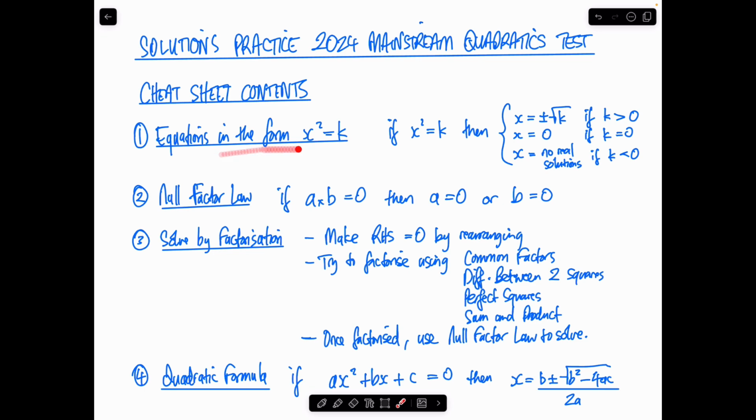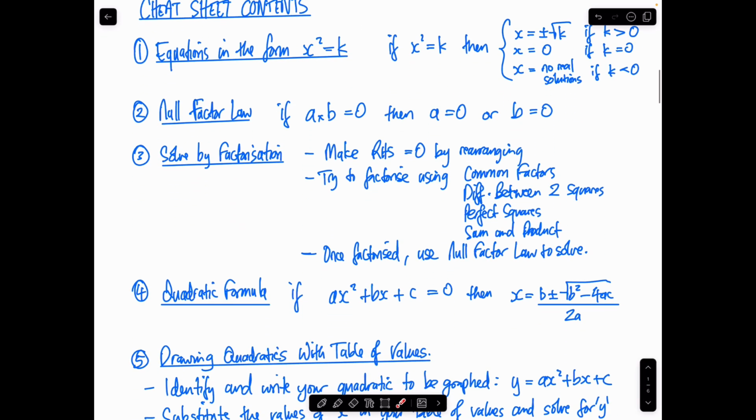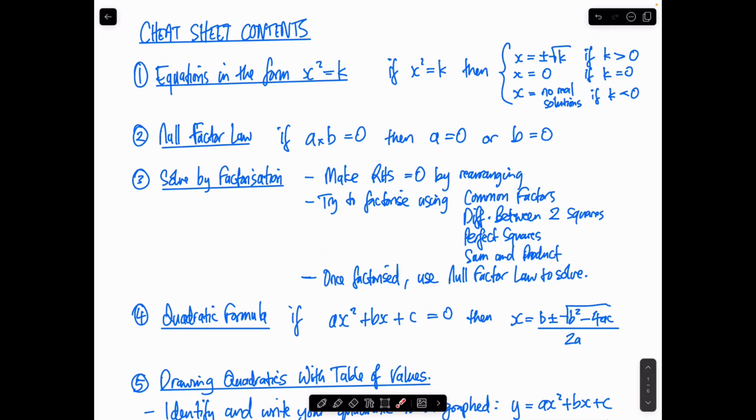Please have the equations in the form of x squared is equal to k rule that you're given. So if x squared is equal to k, then you've got 3 different options for x. The null factor law is a big one. If you've got 2 things multiplied by each other equals 0, then either of those 2 things could be 0.